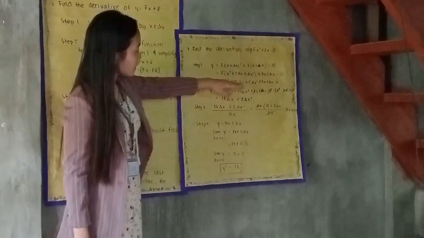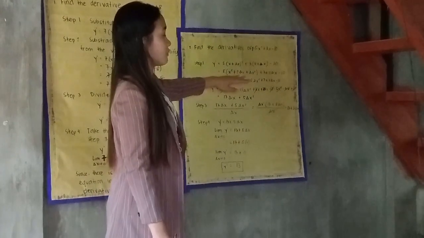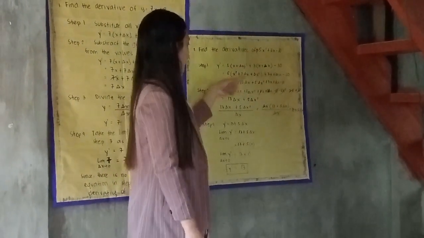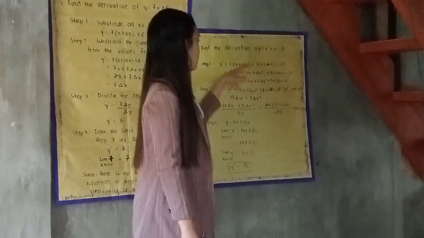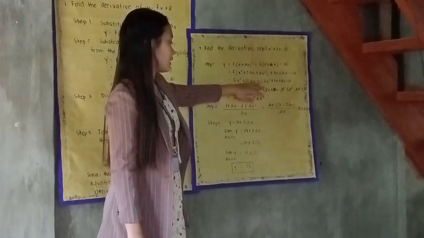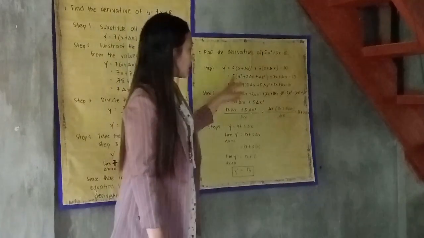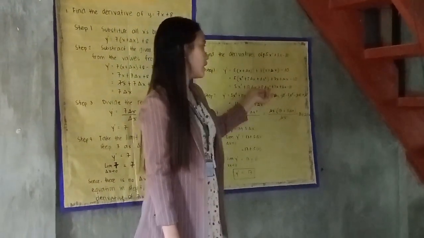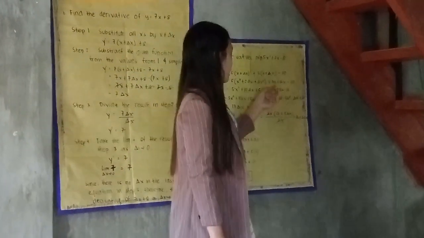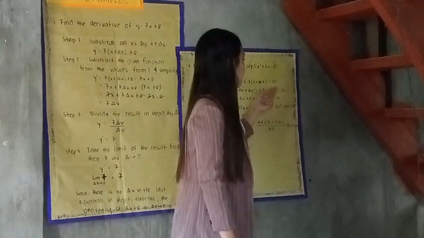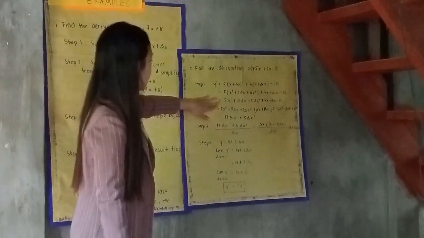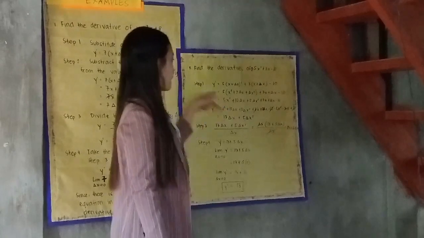Again, using the distributive property of multiplication, 5 times x squared equals 5x squared. 5 times 2x delta x is 10x delta x. 5 times delta x squared equals 5 delta x squared. Then copy the 3x plus 3 delta x minus 10. So this is the result of step 1.